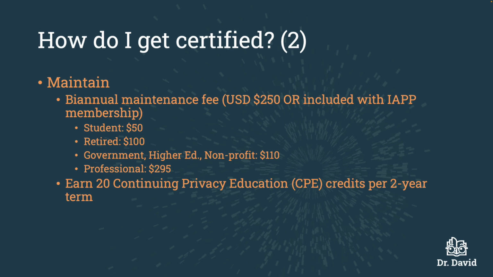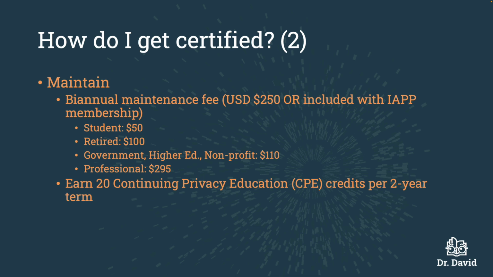At the time of recording, membership dues vary based on the category of individual that you fall into. If you are a student, then that membership fee is $50. If you are a retired member of the community, it is $100. If you belong to government, higher education, or a nonprofit organization, the fee is $110. And finally, if you are an other privacy professional, then the membership fee is $295. So that is the first aspect to maintaining your certification. Again, you either need to pay a biannual maintenance fee or you need to be an IAPP member.